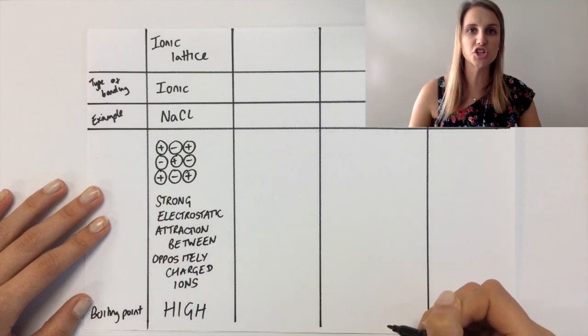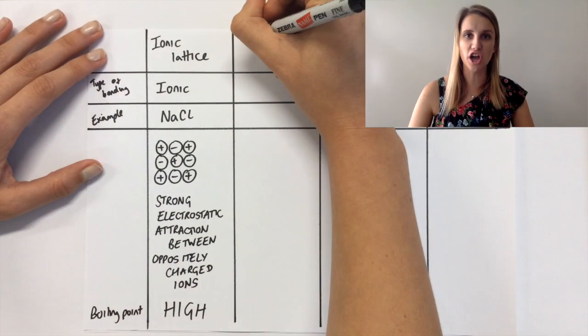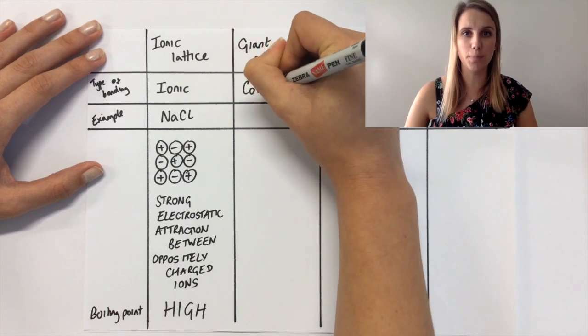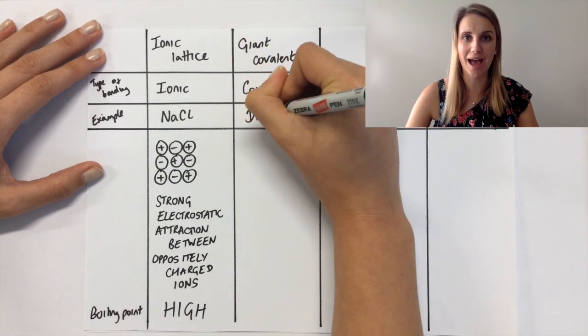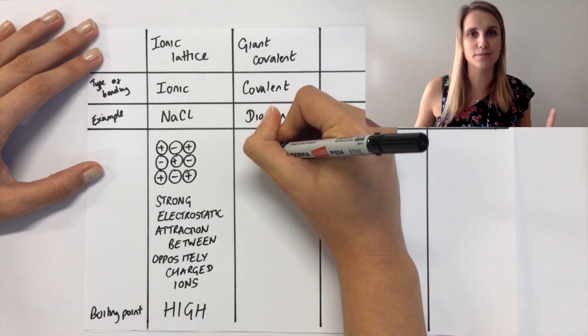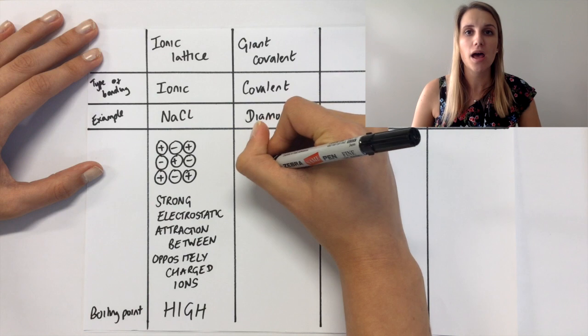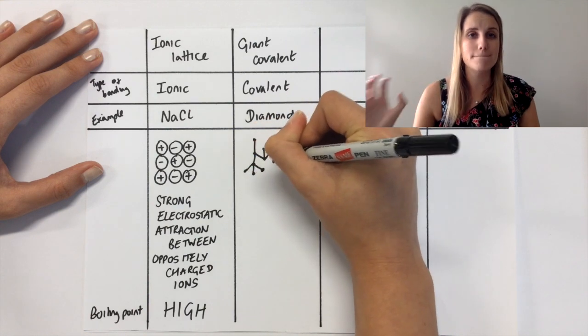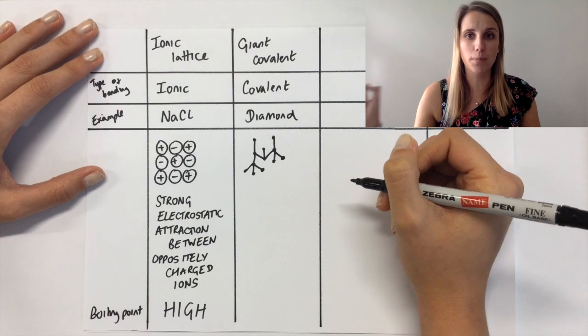The next type of structure we're going to look at today is a giant covalent structure, which is made up of many covalent bonds. The example that we're going to look at is diamond, but it could just as easily be graphite. It doesn't matter which one you pick. What we've got here is a structure which is made of many covalent bonds.